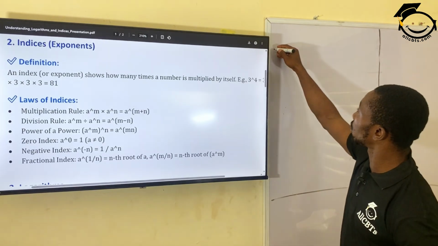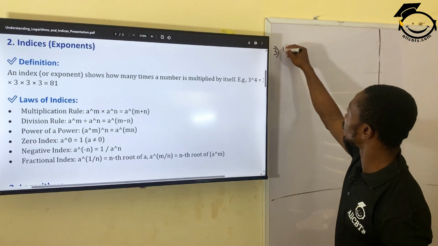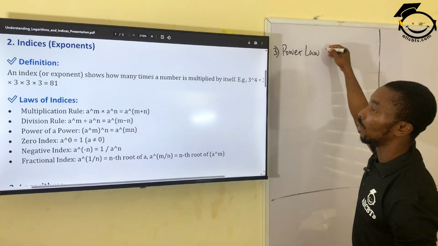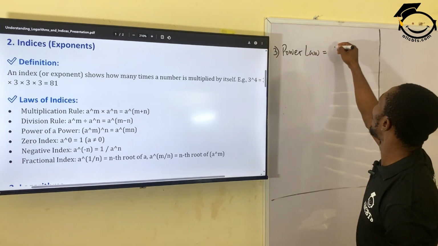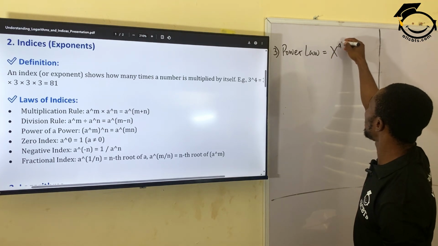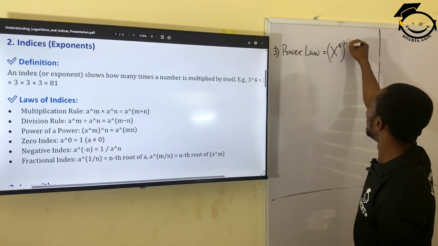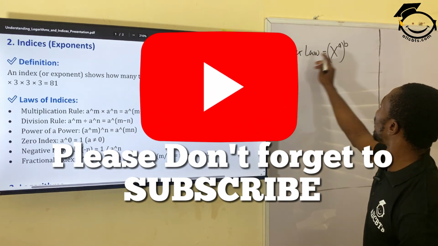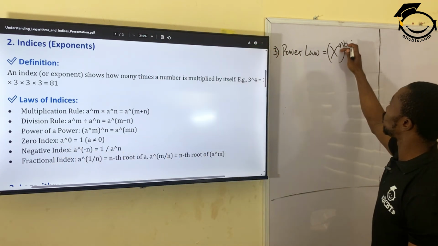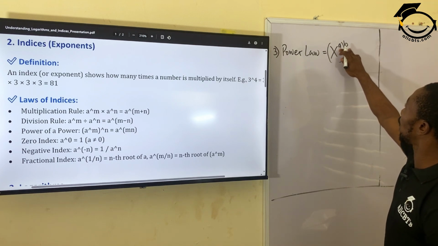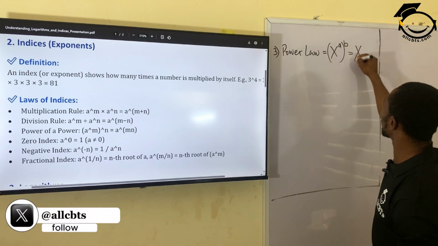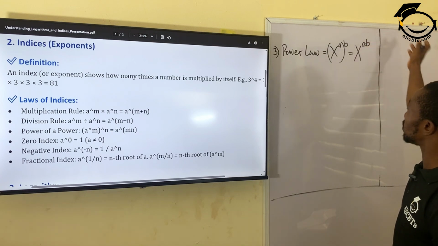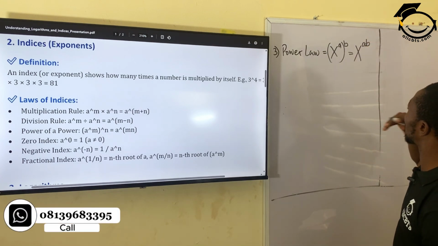Alright, looking at our third law, which is the power law, it says x raised to the power a, all raised to the power b. This simply means that the figures you have as powers would become x raised to the power ab, or a dot b, a times b, whichever you understand.